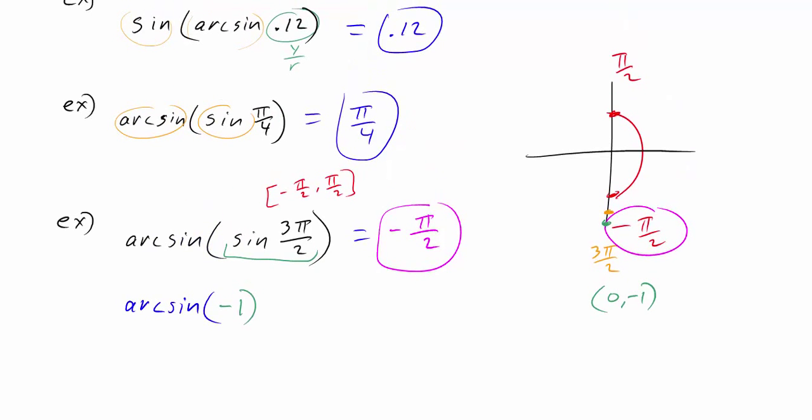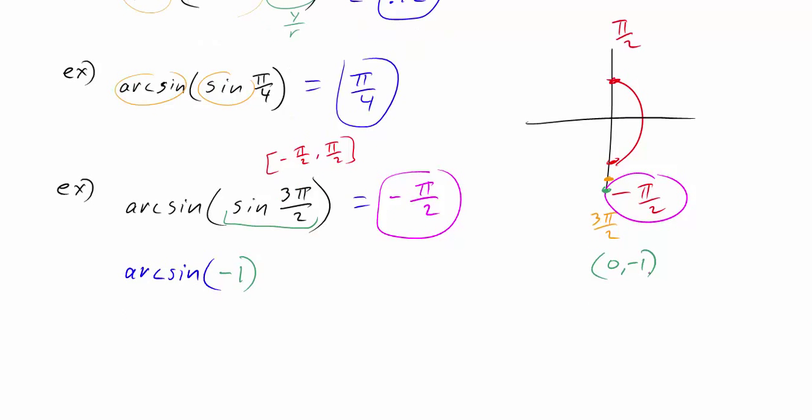Well, that means we look for where we have a y value of negative 1, and that occurs right here, and we know that angle would be equal to negative pi over 2, because negative pi over 2 is what's within our range for an answer. So be careful. Even though you look at this and say, well, this 3 pi over 2 is not in the range, that just means when we take the arc sine of the sine of 3 pi over 2, the answer is not 3 pi over 2, but it's the angle at the same location that is within the range of negative pi over 2 to positive pi over 2.